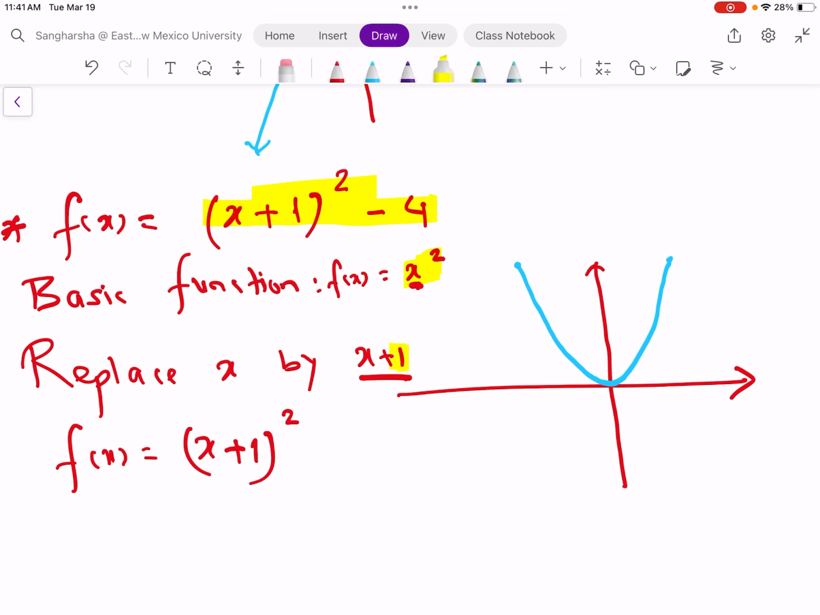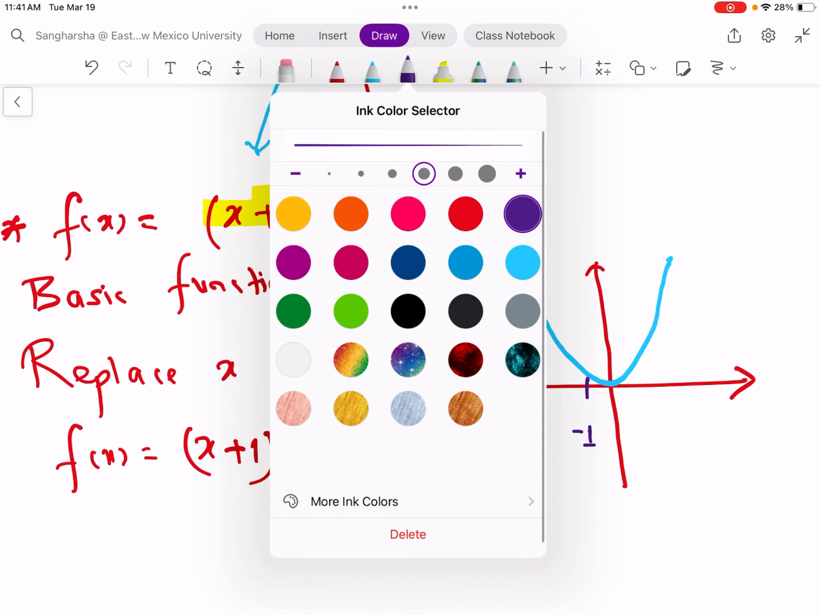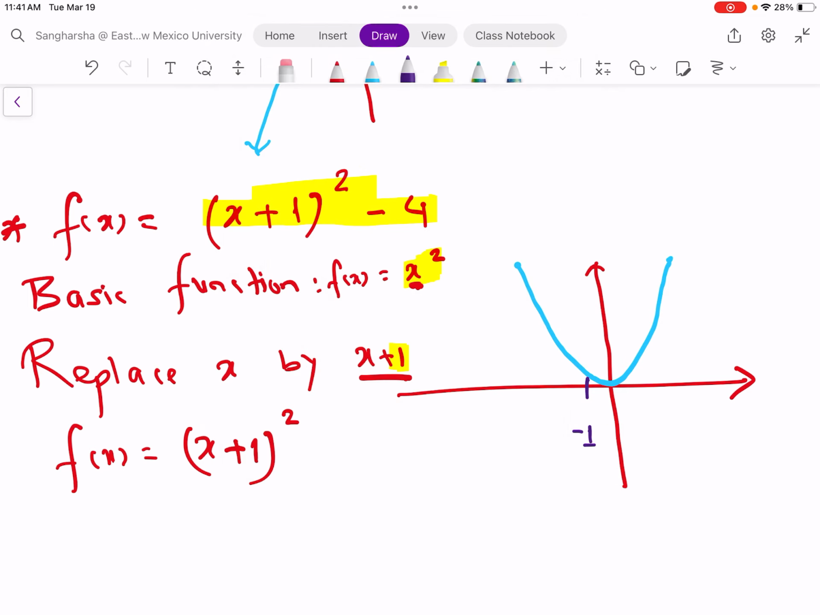Now let's shift this graph 1 unit left. So we have -1 here, and let's draw a similar graph here. So we have this graph. The graph has been shifted 1 unit left after replacing x by x plus 1.